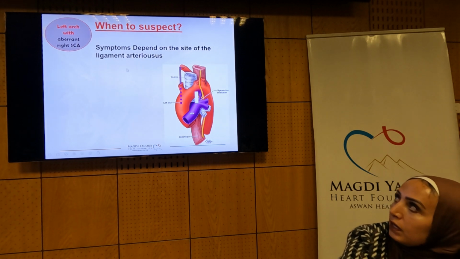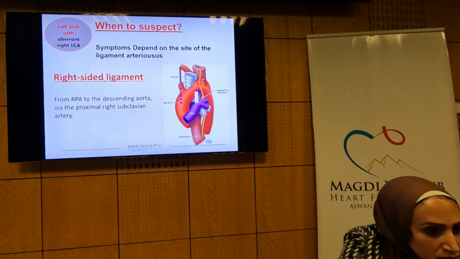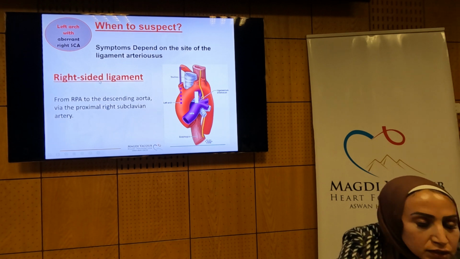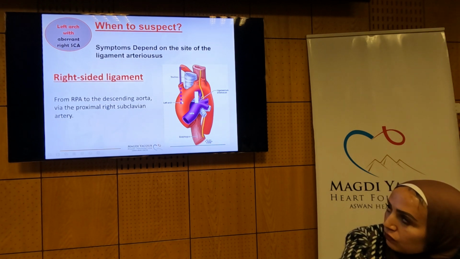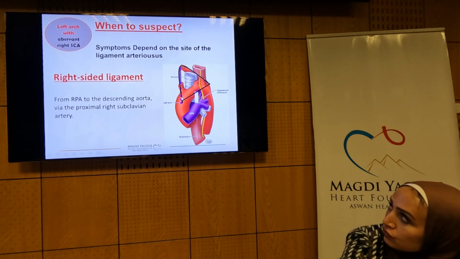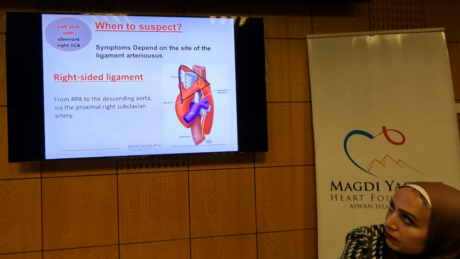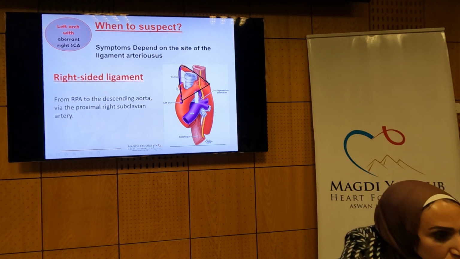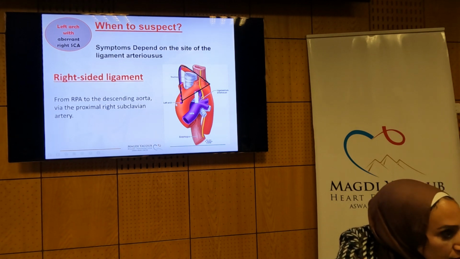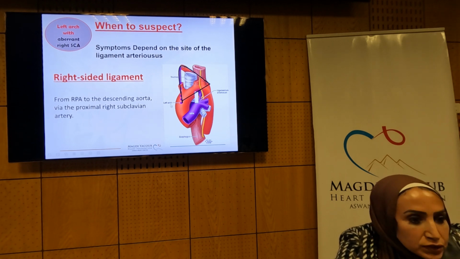Okay. If the ligamentum arteriosus is on the right, and this is very rare, so we have here a ligamentum arteriosus, we have a complete circle around the trachea and esophagus. Here the aortic arch. We have the ascending aorta. Here the aortic arch. Here is the aberrant right subclavian, and here the ligamentum arteriosus. So the circle is complete around the trachea and around the esophagus. We call it the vascular ring.